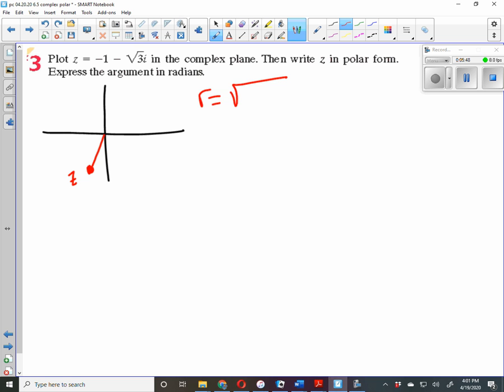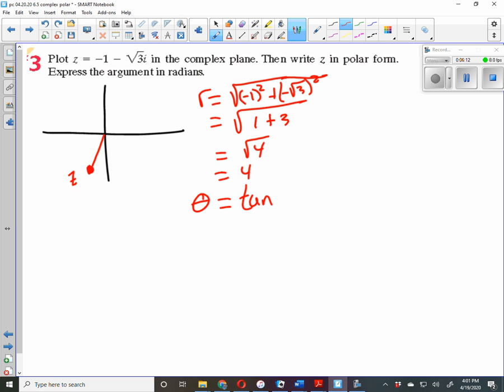Square root of negative 1 squared plus negative root 3 squared equals square root of 1 plus 3 equals square root of 4, which we know is 4. Next, theta equals inverse tangent of negative root 3 over negative 1. Negative over negative is positive. That makes sense because tangents are positive in quadrant 3, right?